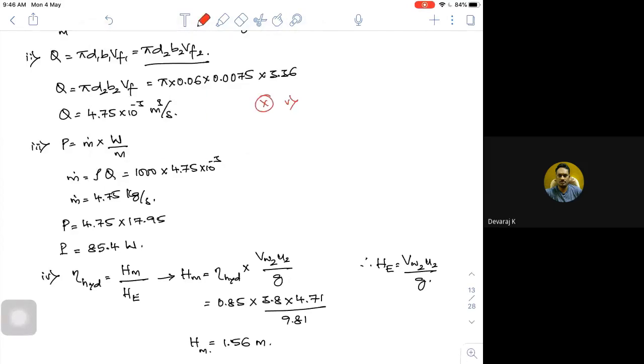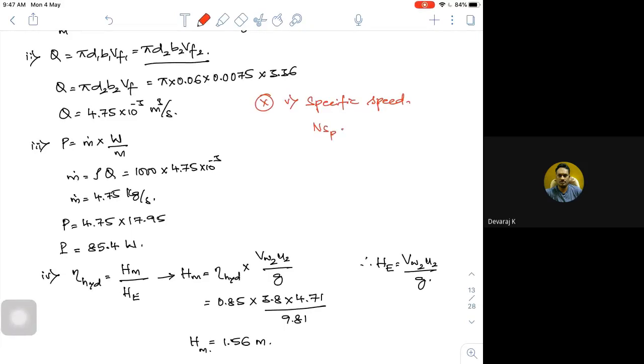So the specific speed, NS, this is for the pump or whatever it may be. NSP is equal to N root Q by Hm to the power of 3 by 4. So if I substitute, what is the value of N? It is 1500 into root Q, which is 4.75 into 10 to the power of minus 3, divided by 1.56 to the power of 3 by 4.